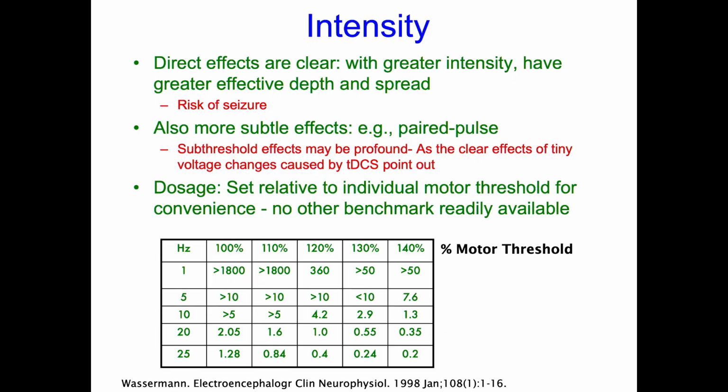I class this parameter in with spatial parameters because intensity determines how deep the stimulation goes and how wide it's spread, okay? Which is spatial parameters. And intensity is one of the first and easiest things that there is to manipulate with TMS. It's just a knob on the machine, and you can turn it up to 100% of the machine's capacity or not.